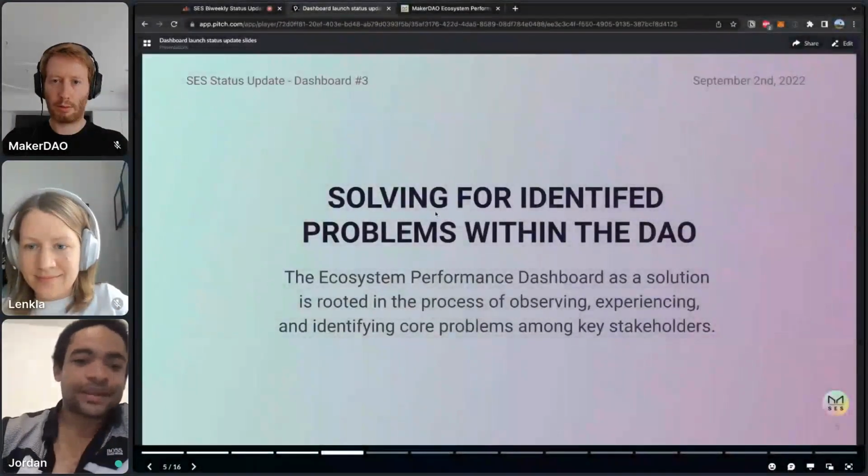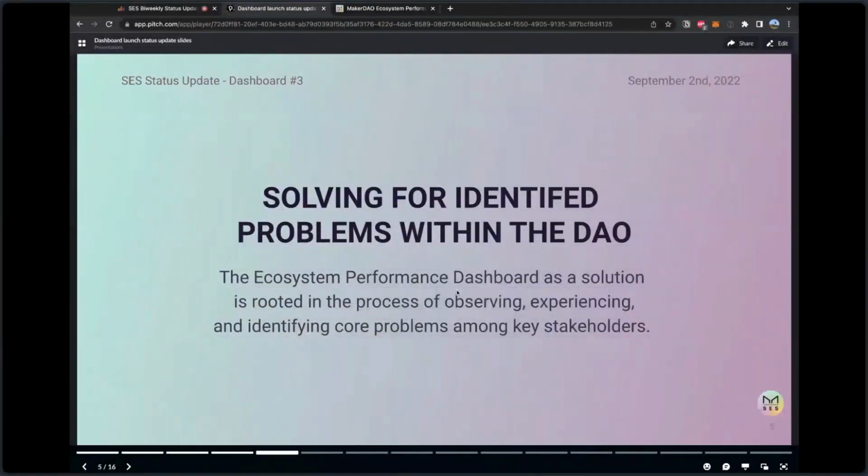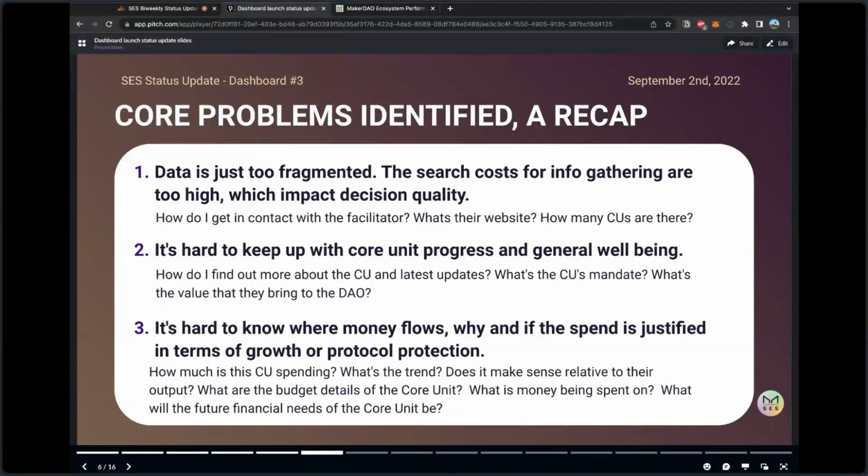So basically all of this really started with identifying problems within the DAO that we thought some type of interface or dashboard, as well as an API, could really solve for. How we did this is we spoke with key stakeholders within the DAO: what we call data consumers, like delegates and MKR holders, as well as data contributors, more like core units, which we focused on first.